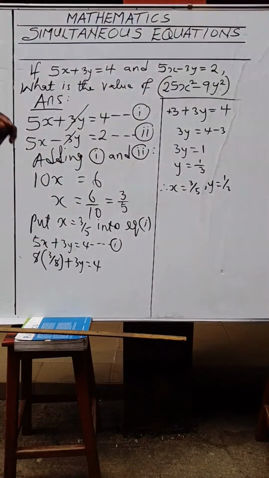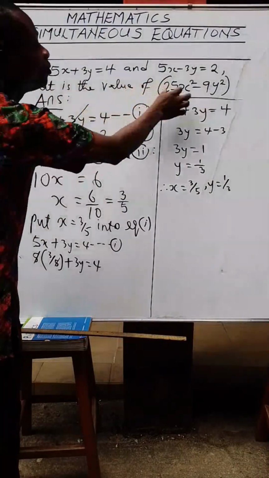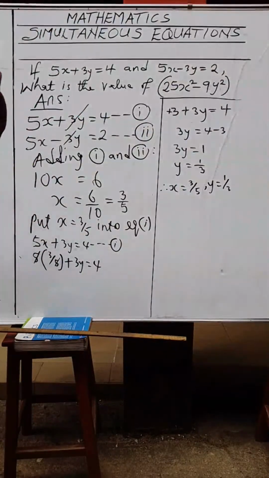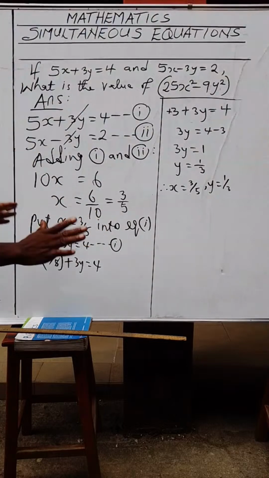But that is not the answer. Yes, I know you may want to ask, what then is the answer? Of course, look at what we are looking for. We have to find the value of 25x squared minus 9y squared. This is where the work now begins, although we are all done and dusted.